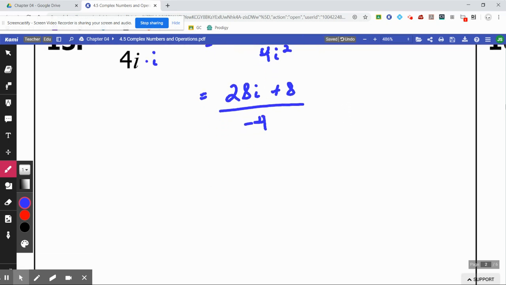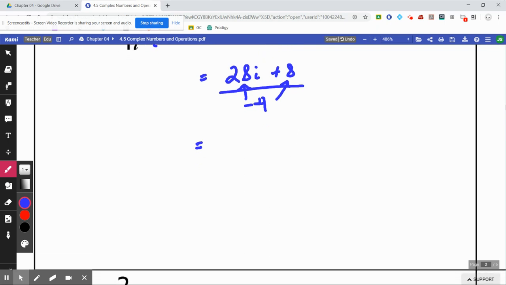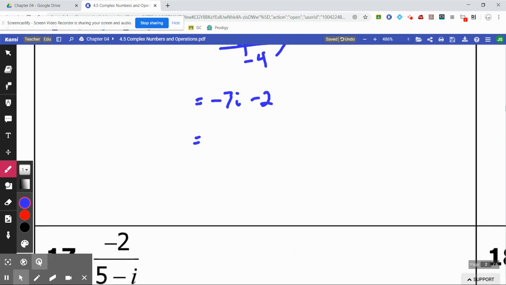We can distribute this. Look, the distributive property also applies to division. So we can divide both of these terms by negative 4. 28 divided by negative 4 gives you a negative 7. Leave the i. 8 divided by negative 4 gives you a negative 2. And just to get it in the other form, let's flip-flop those. That'd be negative 2 minus 7i.